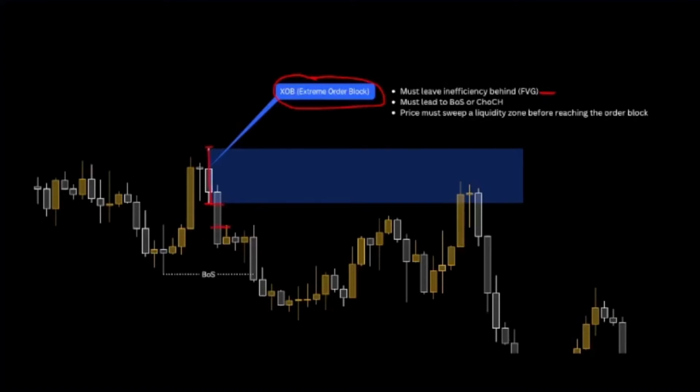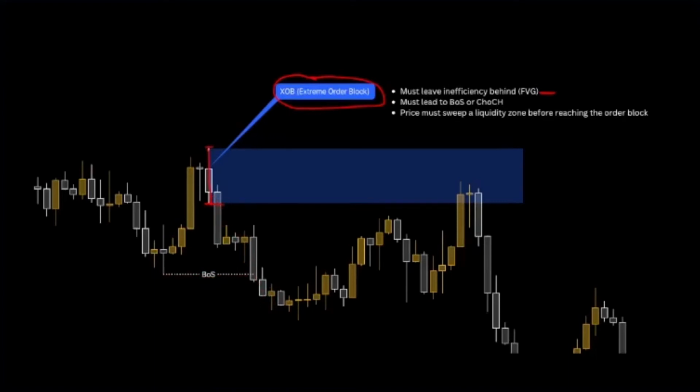Number two, the order block must break something. It means the sequence after the order block must break structure or make a change of character, as you see here. Number three, price must sweep a liquidity zone before reaching the order block.